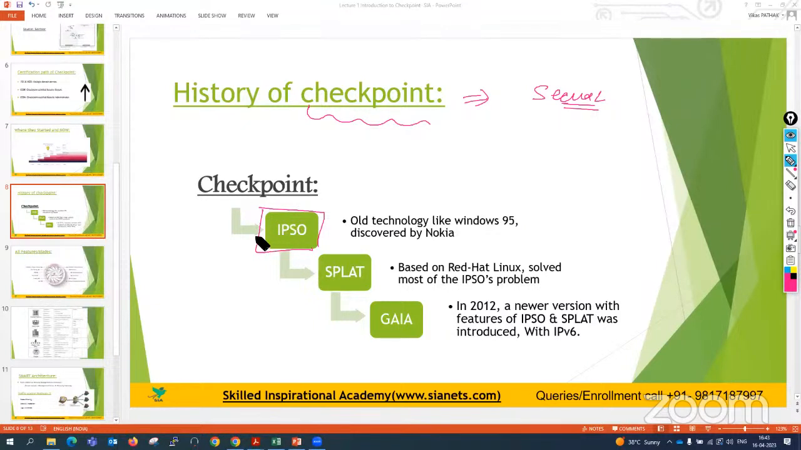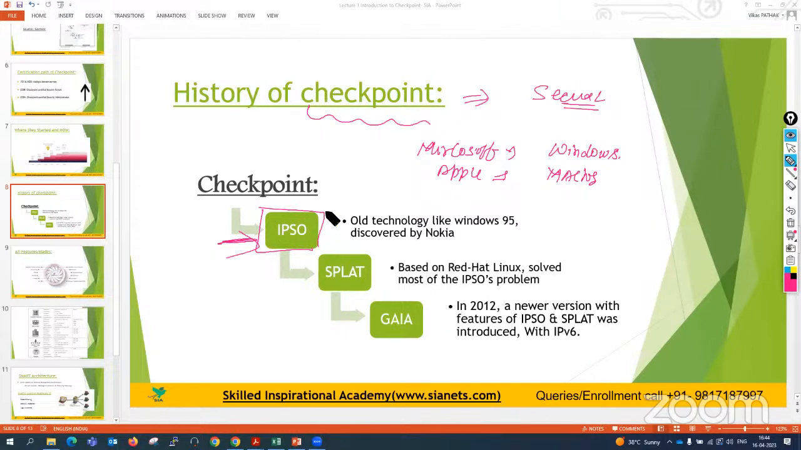They came up with the firewall solution and an operating system. For example, Microsoft has its operating system. What is the name of that operating system? It's Windows, right? Similarly, Apple has its own operating system. It's called what? Macintosh, or Mac OS, you can mention it. Similarly, Checkpoint also had one operating system, one version of it. It's called IPSO. It's an old technology, and this is the technology through which they entered the market.